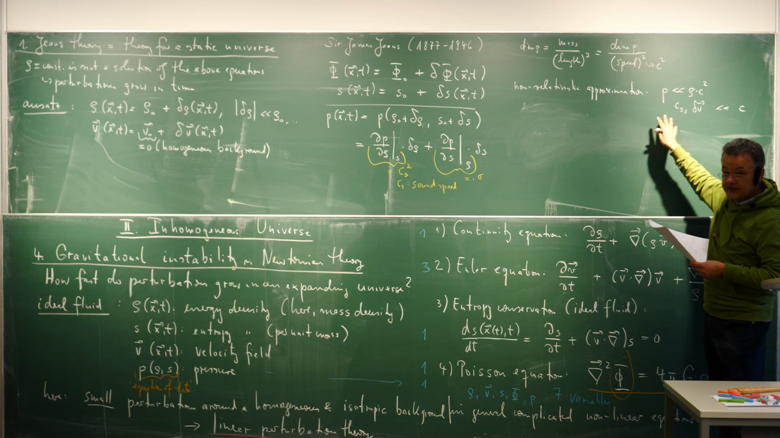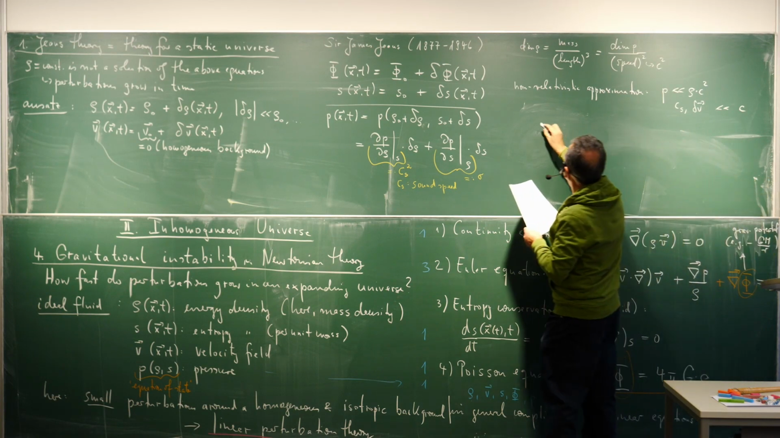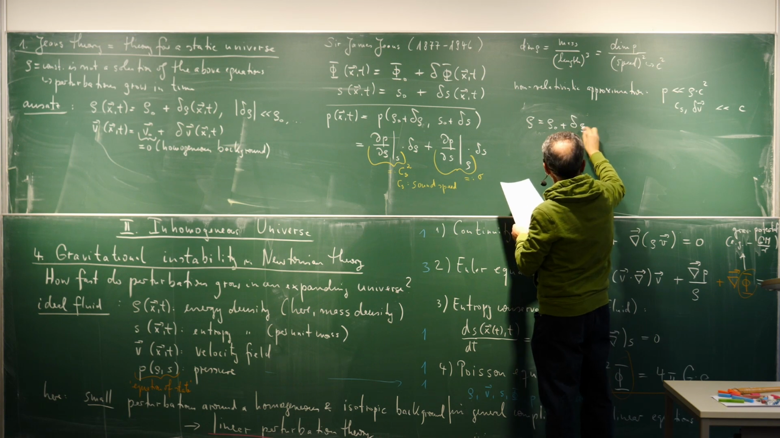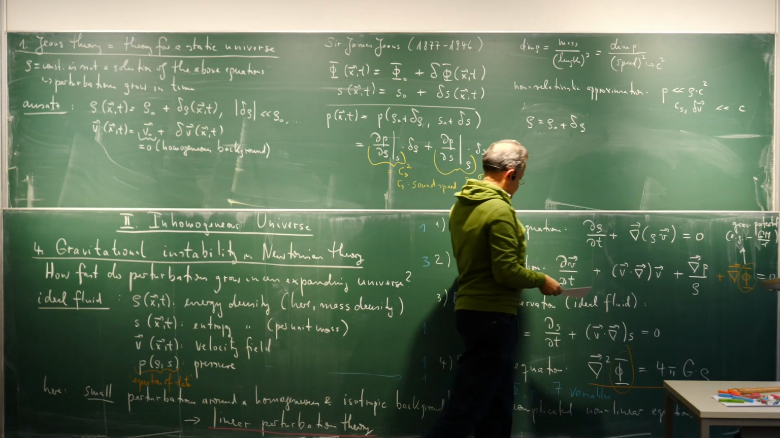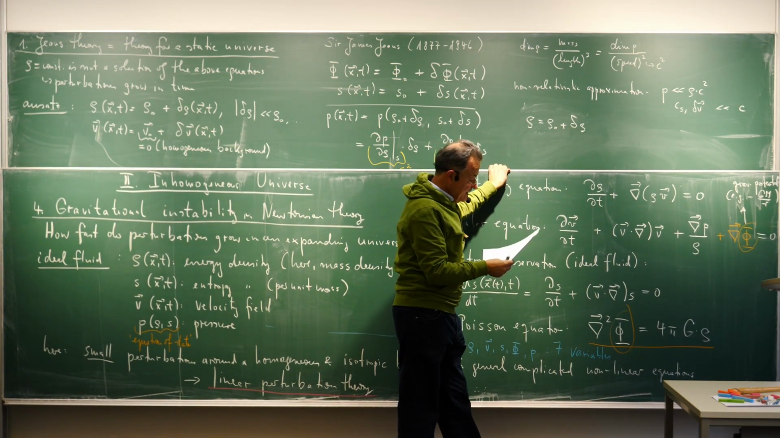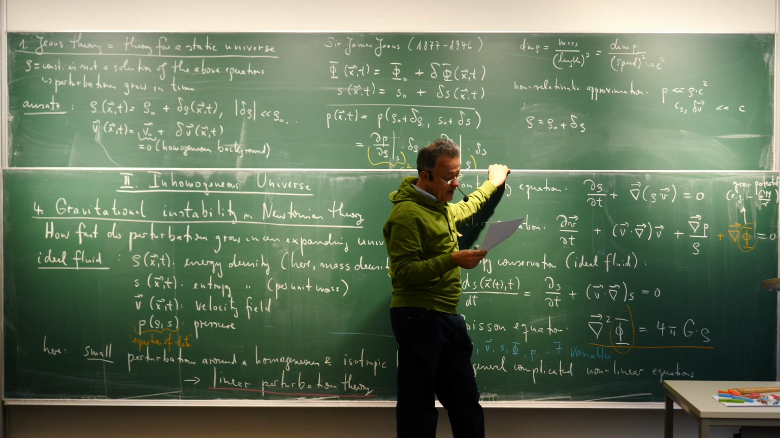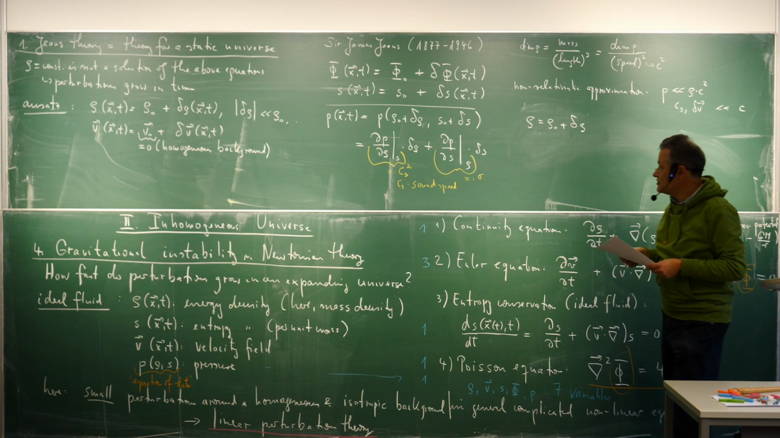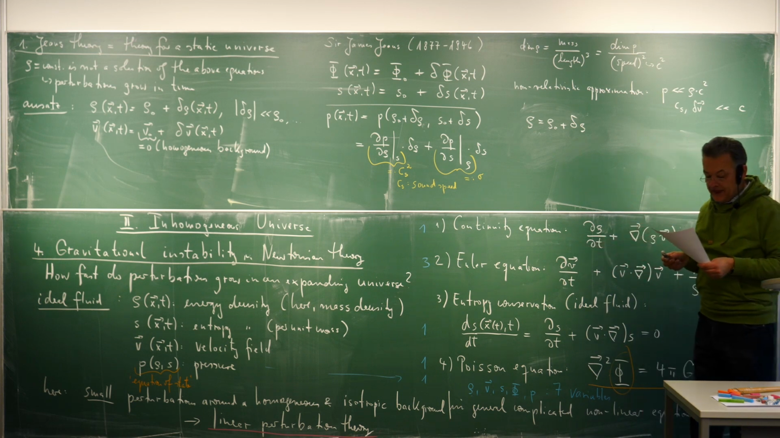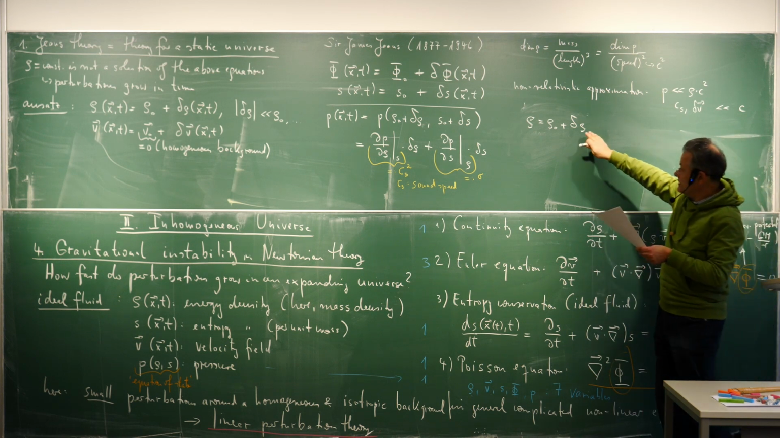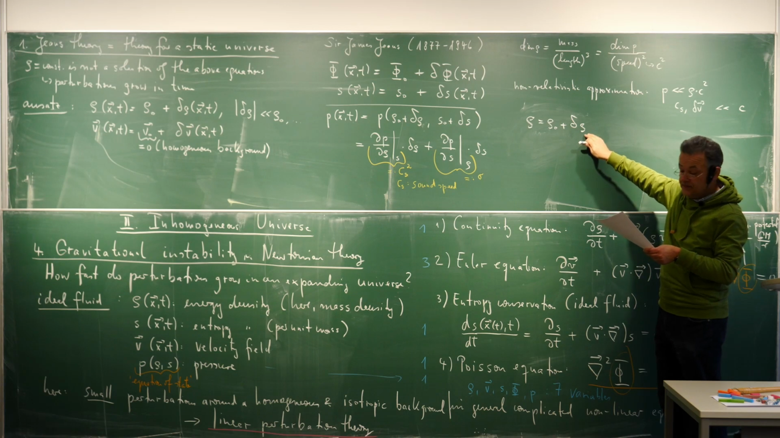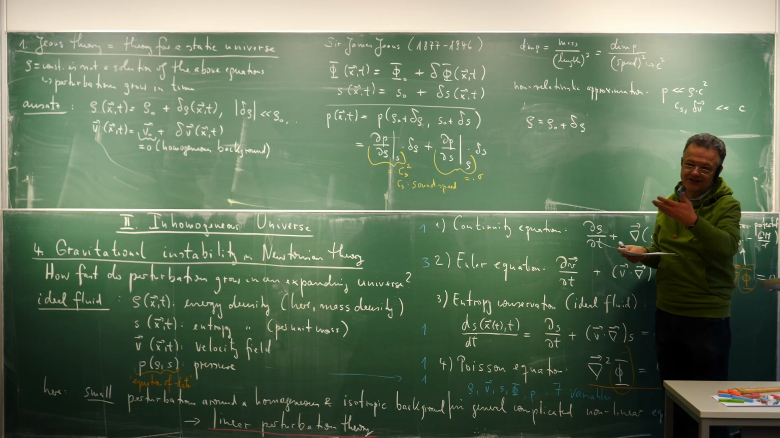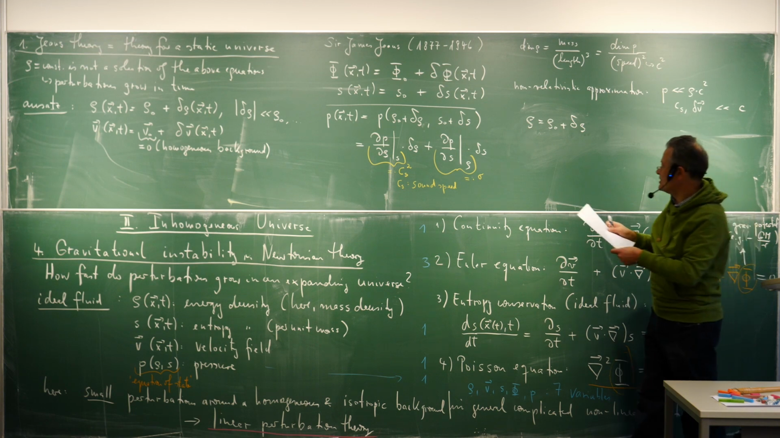So if we insert then rho is rho naught plus delta rho into these equations here, these hydrodynamic equations, and after some lengthy but straightforward manipulations that you find in the reference, we can derive an equation for the delta rho. Yeah, and I leave this as an exercise or as a reading for you in the book.